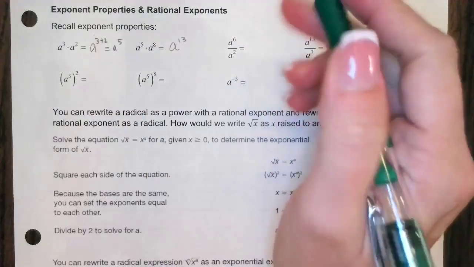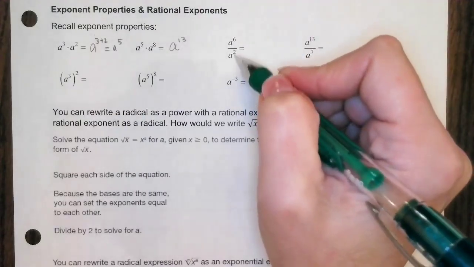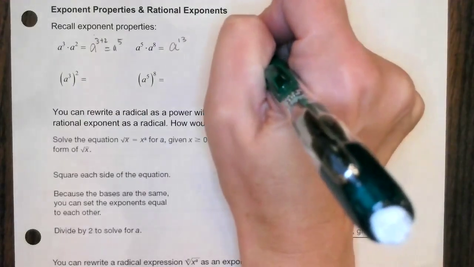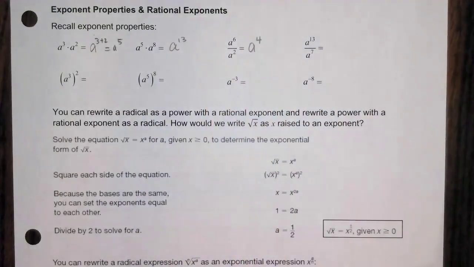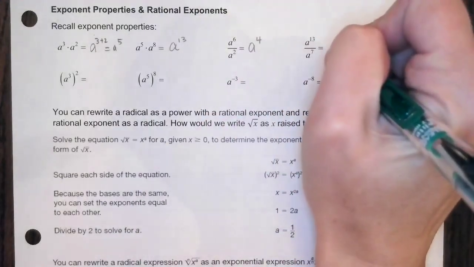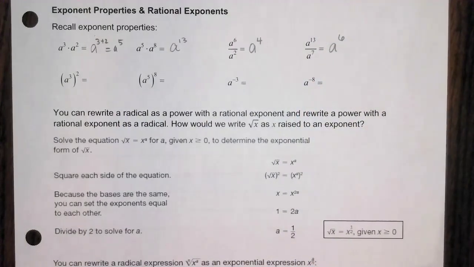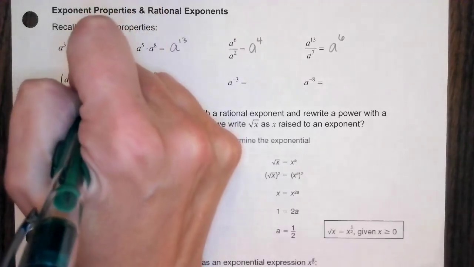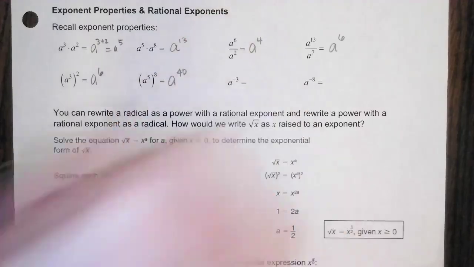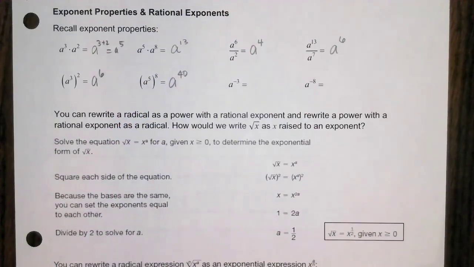Now, when you are dividing two things with the same base, they have to be the same base, you keep the base and you subtract our exponents. And so here we get a to the 4th, and here we get a to the 6th. Now, when we have a power to a power, we are going to multiply. So we get a to the 6th power and a to the 40th power as we multiply those two exponents.